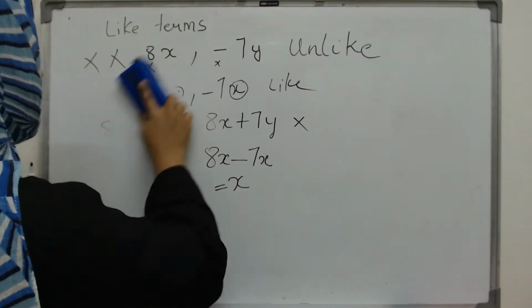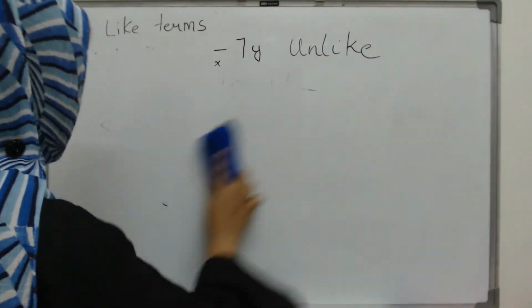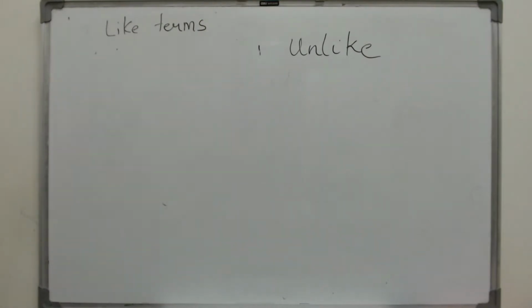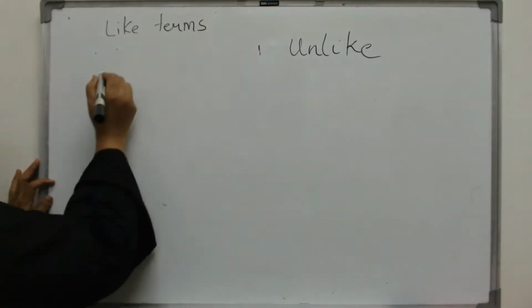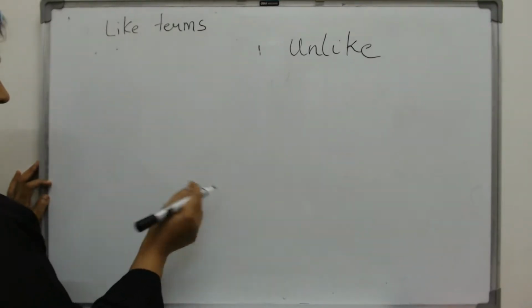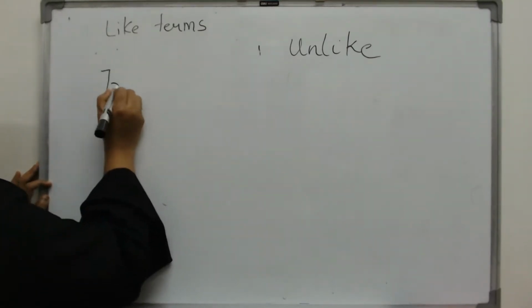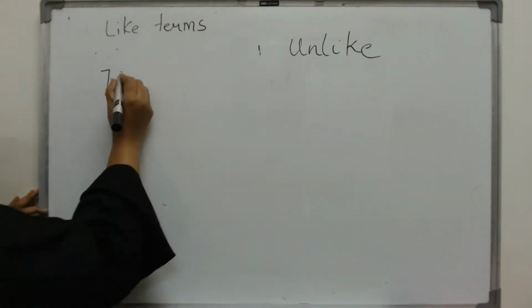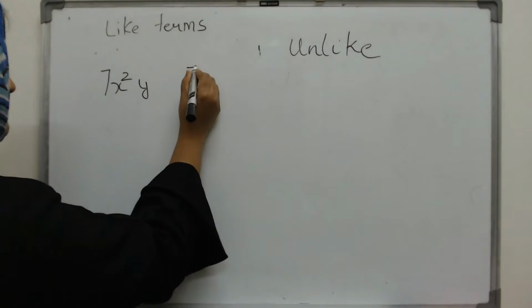But when it comes to multiplication and division, there is no problem. Whichever term you have, like terms or unlike terms, does not matter, you can multiply. Now let us see how to multiply like terms and how to multiply unlike terms. First I will take like terms. Before that I just wanted to mention this. See this?